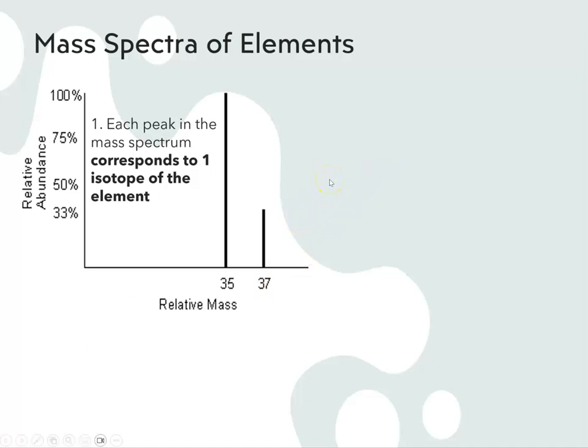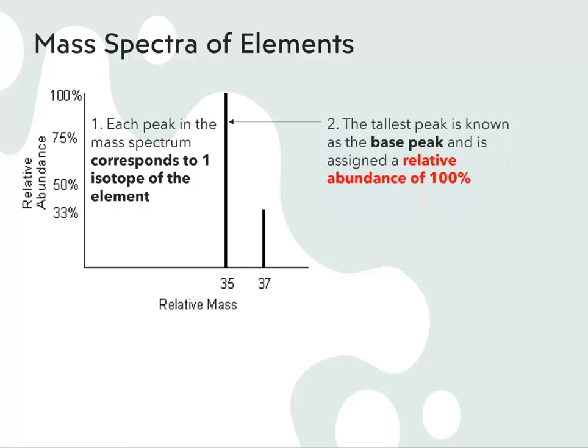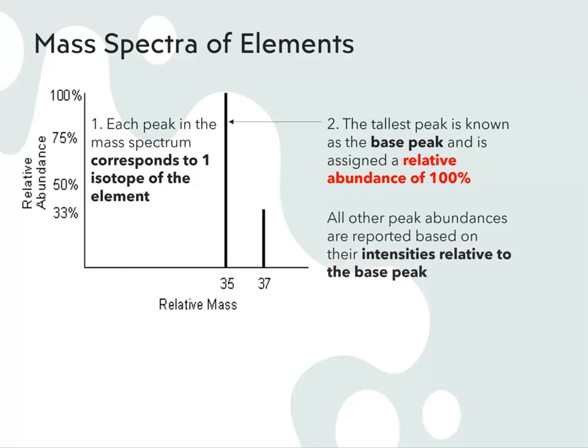Secondly, the peak for chlorine-35 is much taller than the peak for chlorine-37, and therefore we will call the peak for chlorine-35 the base peak. The base peak in any mass spectrum is assigned a relative abundance of 100%. Any other peaks that are not the base peak have their relative abundance reported based on their intensities relative to the base peak.